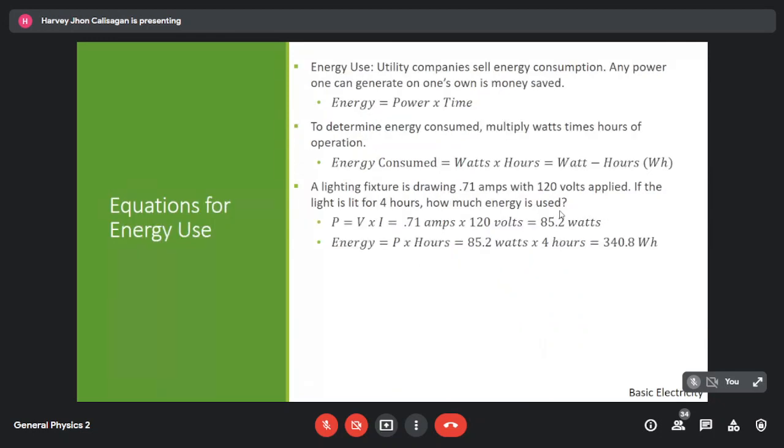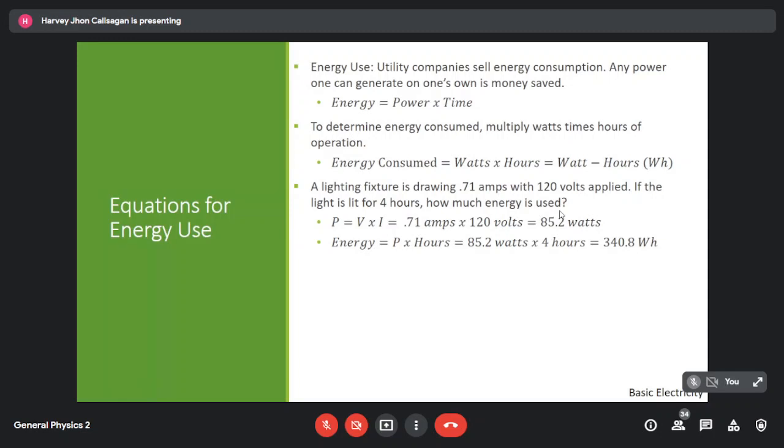Now let's talk about the equations for the energy used. Let's focus our topic on the companies that are the source of our energy. Utility companies sell energy consumption. That is what we are using and utilizing every now and then. Any power one can generate on one's own is money saved.